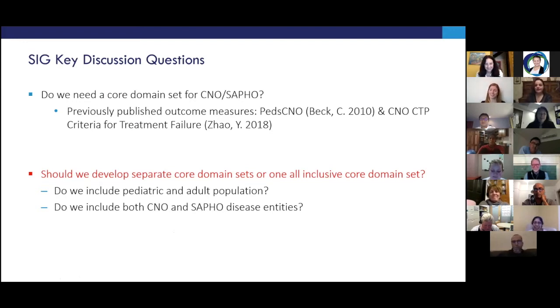to our next question. I think this will be a big part of the discussion today. Essentially what Christian asked: should we be developing one core domain set or two? And taking into consideration, should we separate out pediatric and adult, and again separate out CNO and SAPHO, or include them all in one? So I will stop sharing and hear others' thoughts. Melissa, I have a question for you.